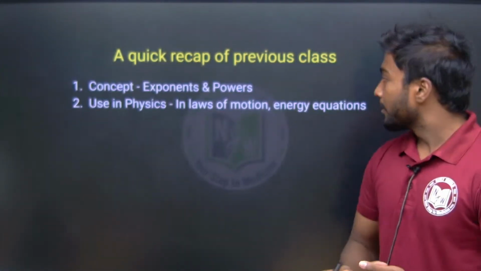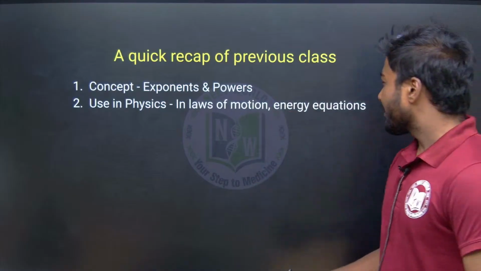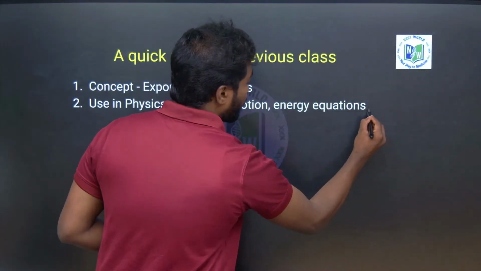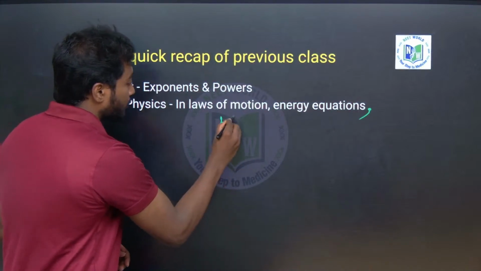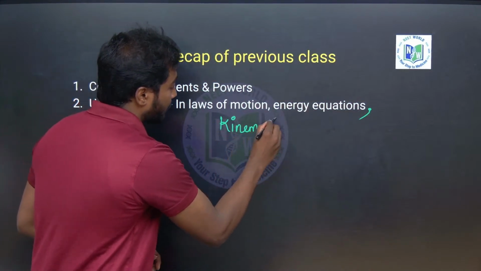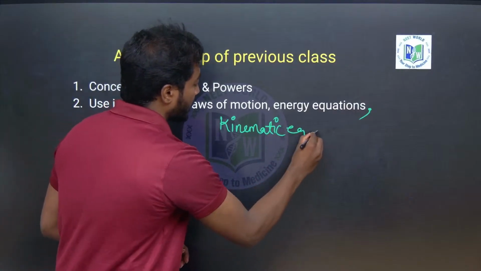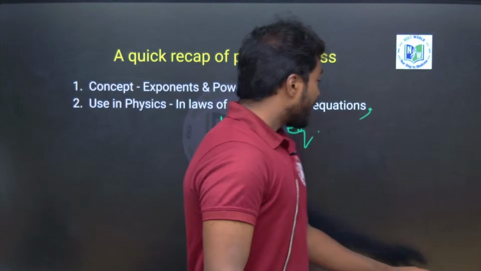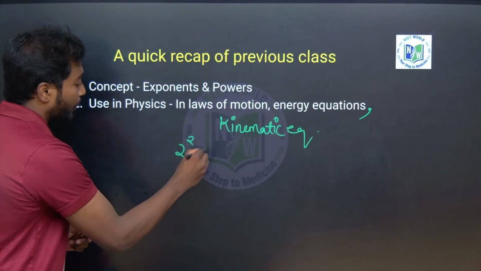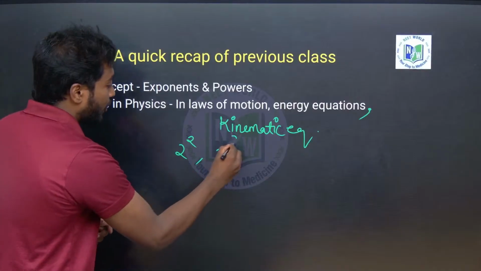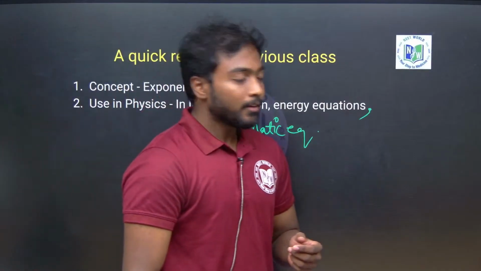Today we are going to see a bridge course of module 2. In yesterday's class we discussed exponents and powers. Exponents and powers are used in physics of class 11th and 12th, in laws of motion, energy equations as well as kinematic equations. Some formulas we have seen, like 2 square, then 3 cube, etc., in the exponents and powers.